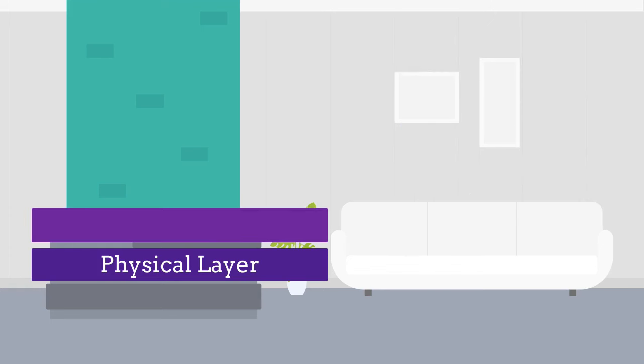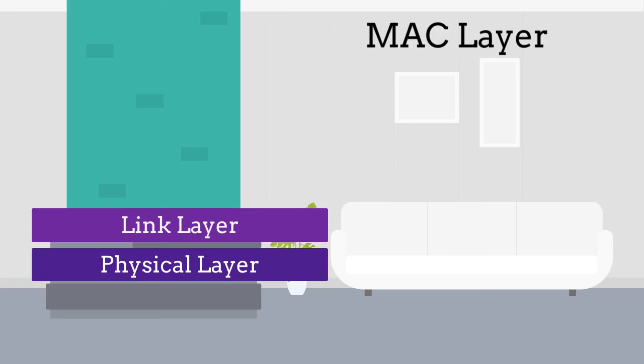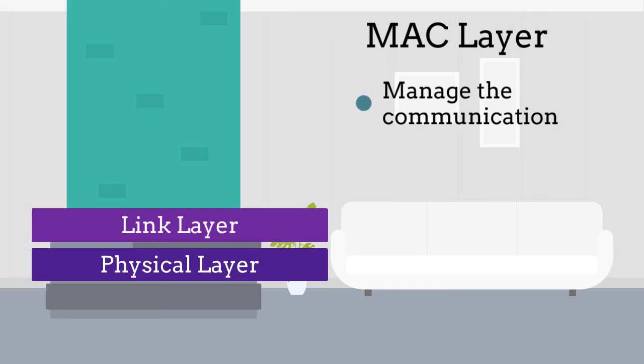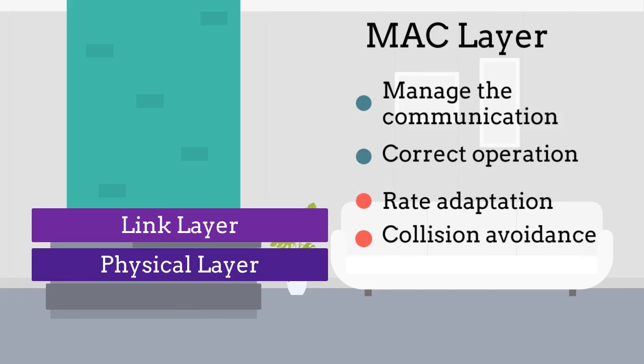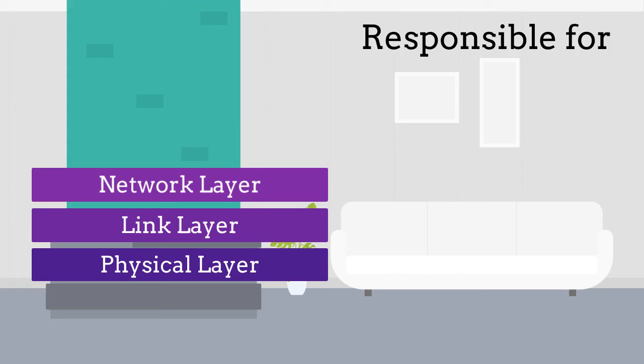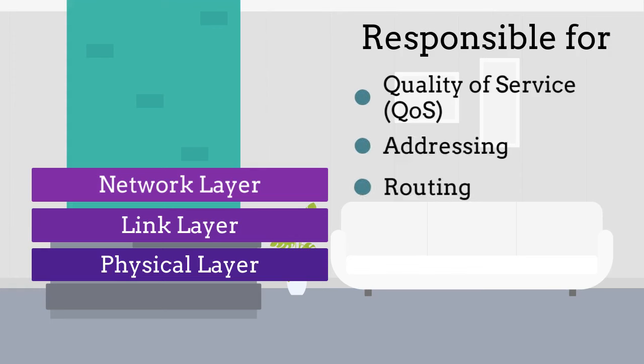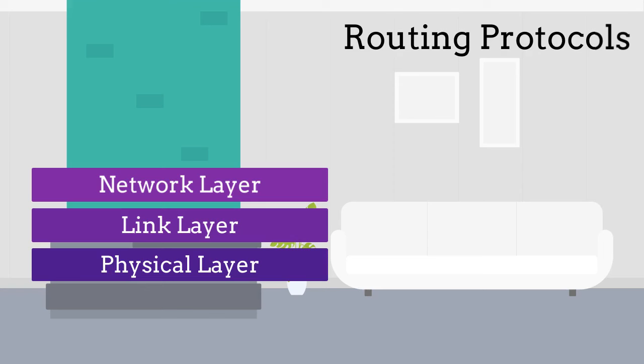In the next layer, we have the medium access control layer, which manages communications between nodes in a shared communication channel. Furthermore, it is responsible for the correct operation of the network, rate adaptation, collision avoidance, and providing interference resistance. The network layer is responsible for the quality of service, addressing and packet routing to provide the best path routing. Here we have several routing protocols. Some of them are AODV, BATMAN, LSR, among others.